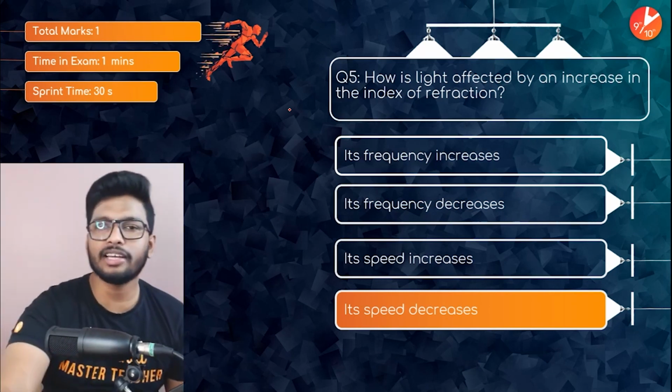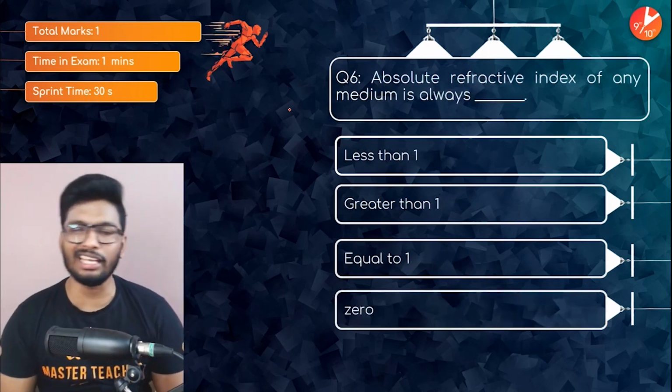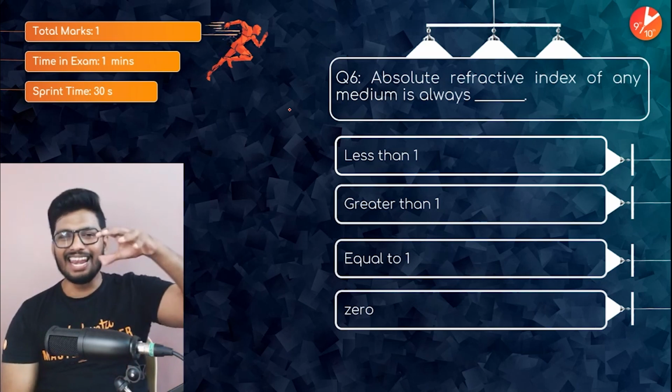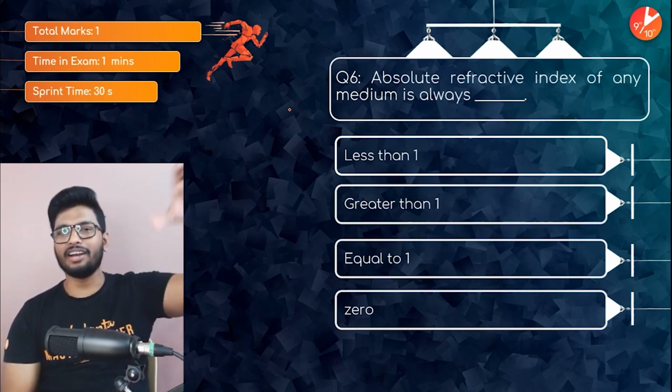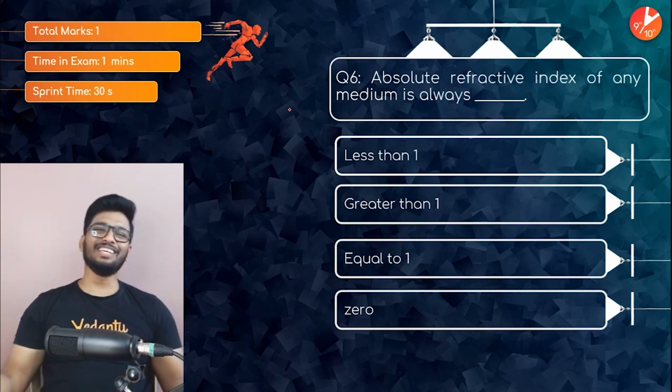All right. With that said, guys, moving on to the 6th question now. Absolute refractive index of any medium is always less than 1, greater than 1, equal to 1, or is it 0? What an easy question again, guys.